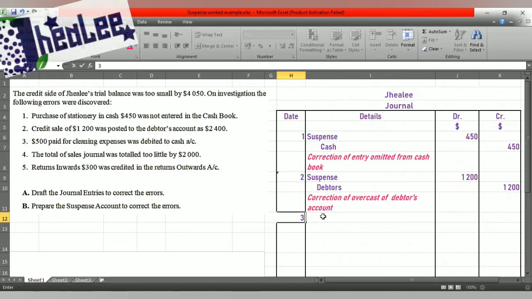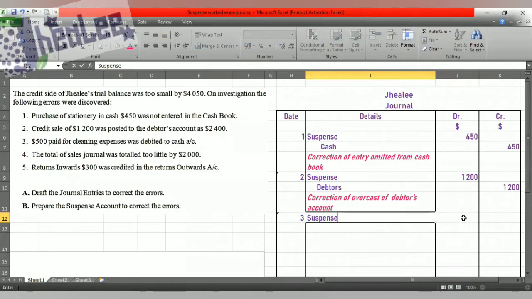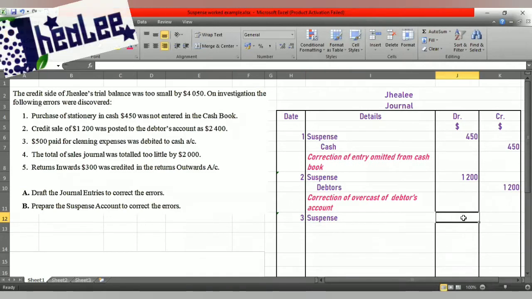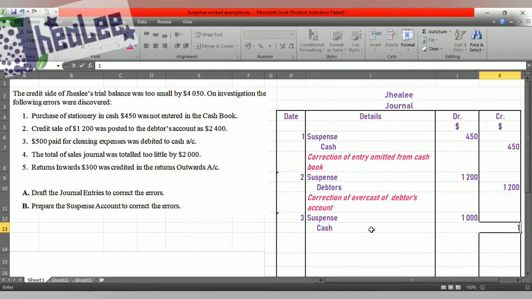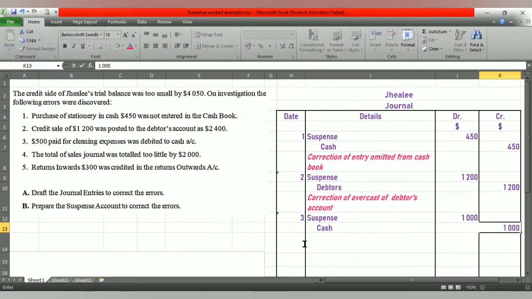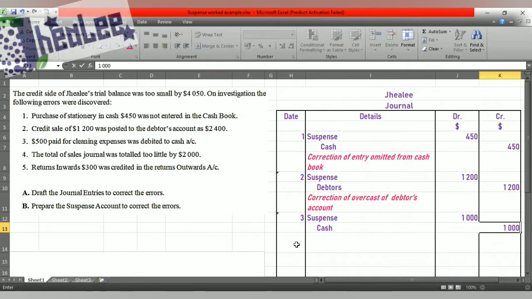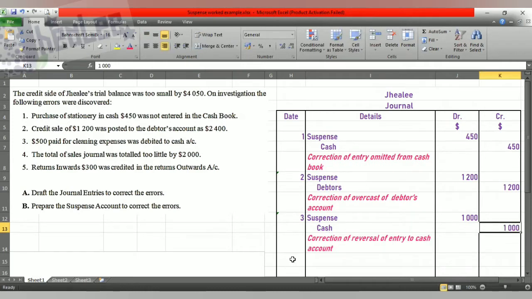So what we need to do is to credit the cash account, and to complete double entry, we're going to debit our suspense account. And because it's a reversal, we need to double the amount. So we're going to enter 1,000. So our cash account is credited with 1,000. Remember, once there's a reversal of the entry, put the entry on the opposite side. You're reversing the entry, and don't forget to double the amount. And our narration is correction of reversal of entry to cash account.